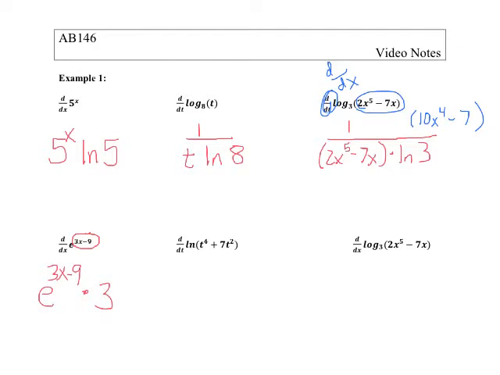Next up, we have the natural log of t to the fourth plus 7t squared, and we can take that as 1 over t to the fourth plus 7t squared, and since it's a chain rule, we're going to have to multiply it by the derivative of what's inside, so 4t to the third plus 14t.